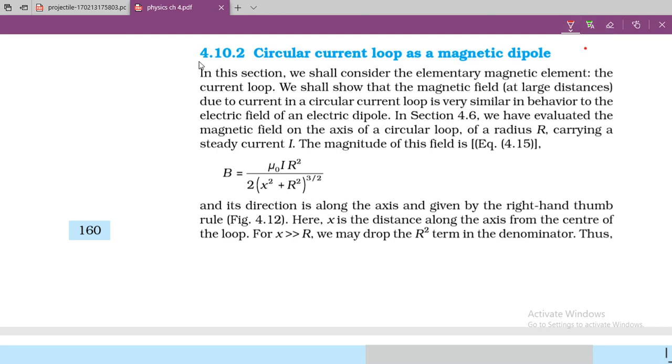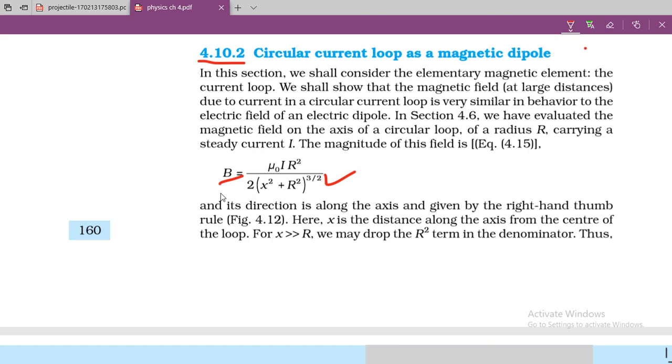Now we are going to start the next topic, that is, circular current loop as a magnetic dipole. Okay, so students, we know that the magnetic field due to a current carrying loop at a point on its axis at distance x from the center is given by this formula, that is B is equal to mu naught I r square by 2 into (x square plus r square) to the power 3 by 2.